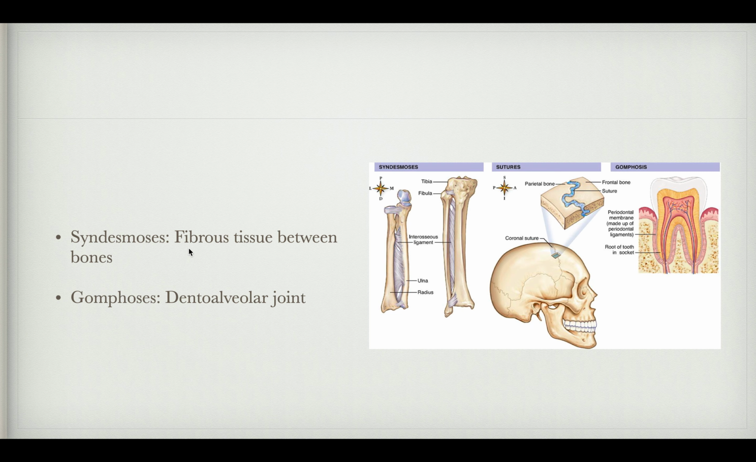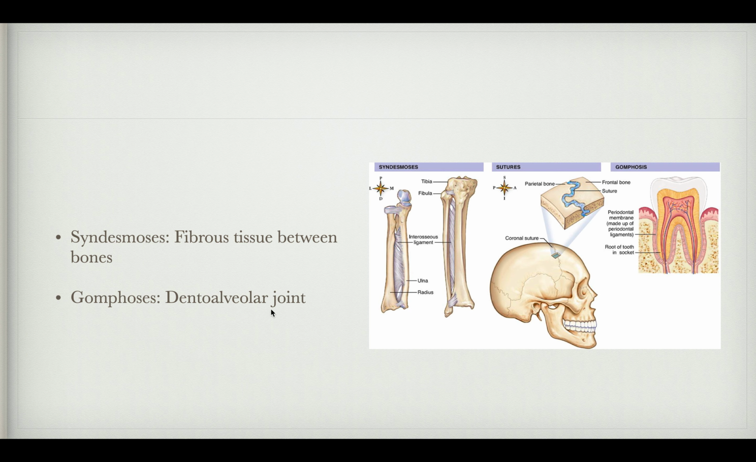Syndesmoses are the fibrous tissue holding two bones together. Those are in our forearms and in our shins, between the radius and the ulna, and the tibia and the fibula. So this fibrous tissue allows the bones to participate in the movement of supination and pronation in the arm.